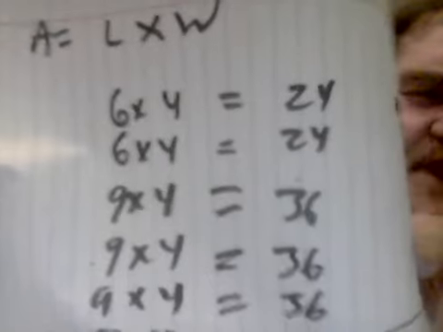So what do we got here? 6 times 4 equals 24, and 6 times 4 equals 24. That's the two end sides. And then I've got 9 times 4, 9 times 4, 9 times 4, 9 times 4. What's that? Length times width. 4 different sides of 9 times 4, and 2 sides of 6 times 4.